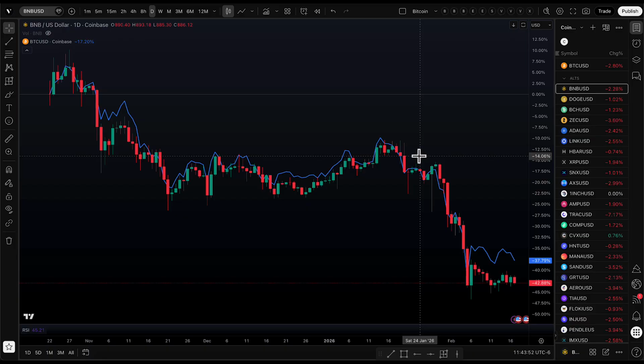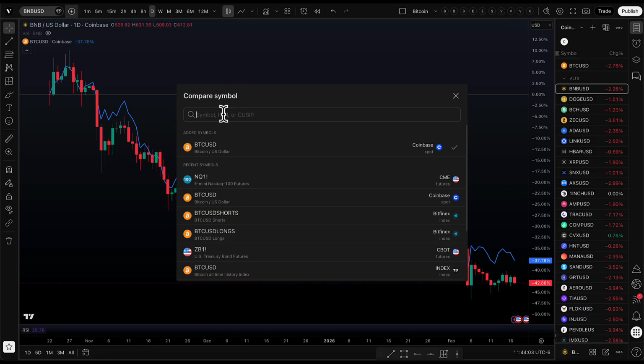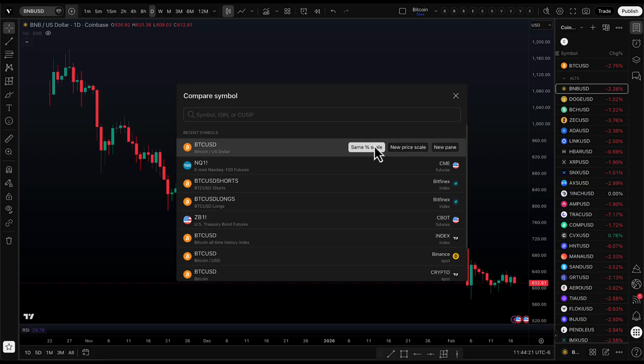Well, the first thing that we could do is overlay Bitcoin's fingerprint. Now, to do that, we can come up to the compare symbol. We click on that plus symbol, pop that in, and enter BTC USD. We do suggest taking it from Coinbase because that's where we're taking it from. That means that your calculations will be the same as ours when we get a little bit further on.